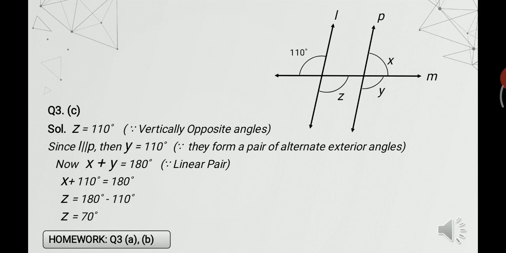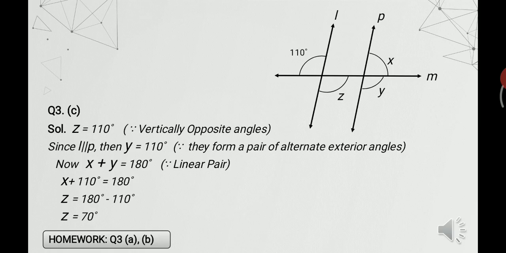We know that if the lines are parallel, then a pair of alternate exterior angles are equal. As you can see in the given figure, line L is parallel to line P and there is a transversal M over there. So we see that y and 110 degrees form a pair of alternate exterior angles. So they should be equal. So we can write angle y is equal to 110.